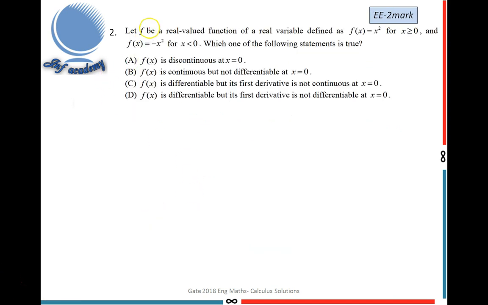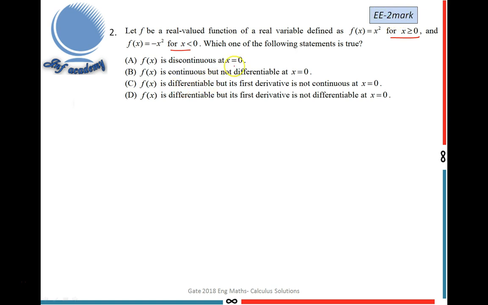The second problem: let f be a real valued function of a real variable defined as f of x equal to x square for x greater than or equal to 0, and minus x square for x less than 0. Then which one of the following statements is true? We have to check which one of the following statements is true. This is from the EE department, it has 2 marks.